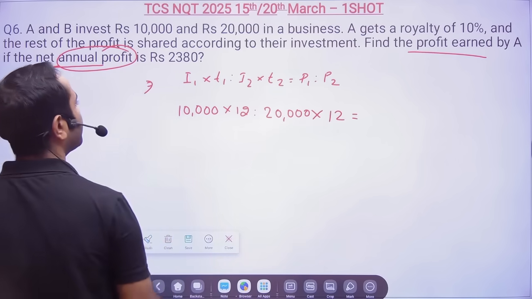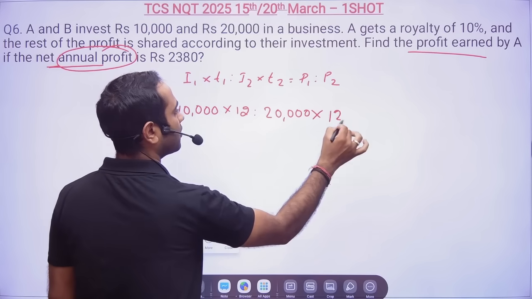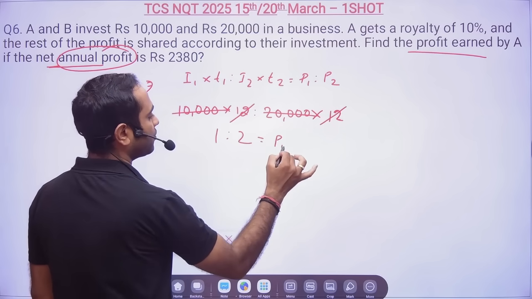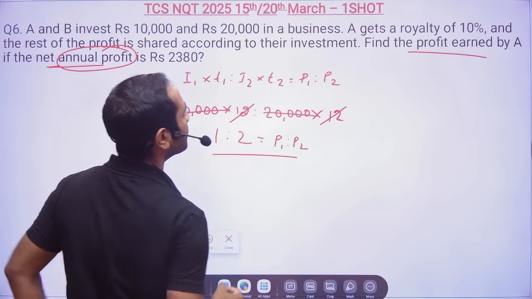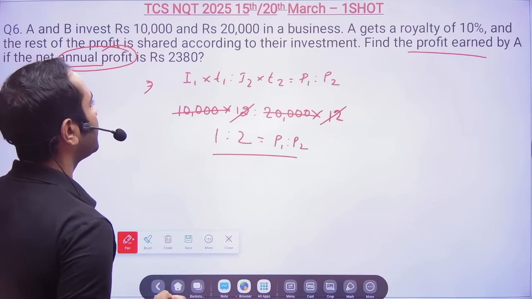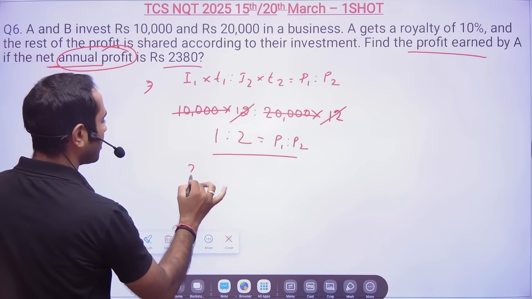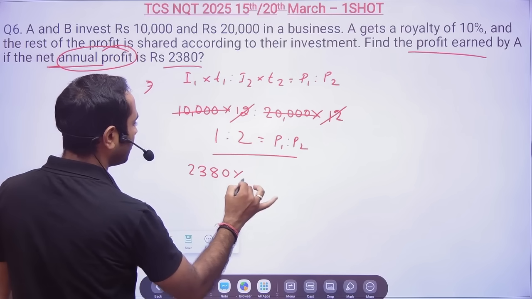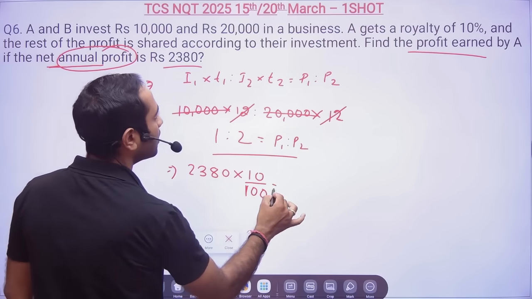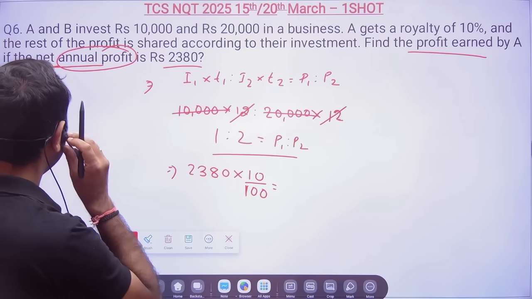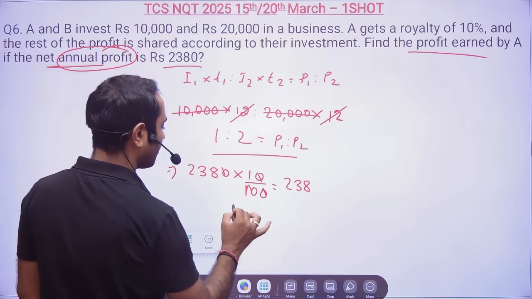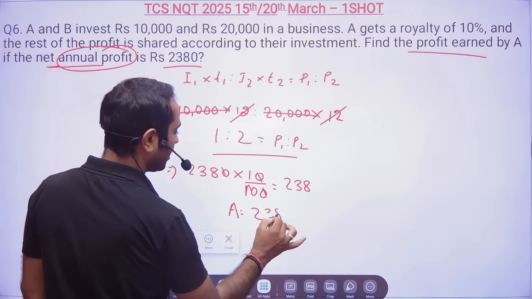And what is their profit? That we don't know. That is what we have to calculate, the ratio. 12 and 12 cancel. This is 1:2. So their profit ratio is 1:2. Now what they are telling is that A gets a royalty of 10% and the rest of the profit is shared according to their investment. So total profit is 2,380 rupees. A is getting a royalty of 10%, so A is getting 238 rupees as the royalty.